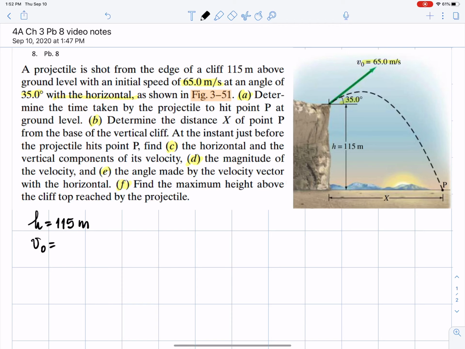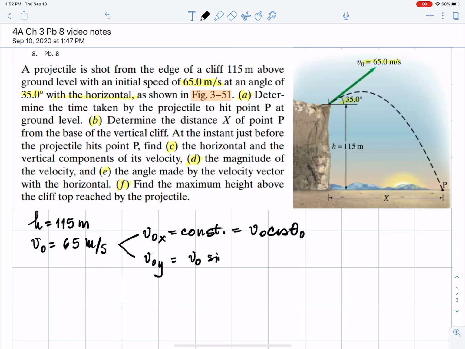V naught, or V0, or V initial, is 65 meters per second. Remember that V0x is constant, and it is equal to V0 cosine of theta. We can call it theta 0 or theta naught. And then V0y is equal to V naught sine of theta naught. And theta naught is 35 degrees. That's all we have.